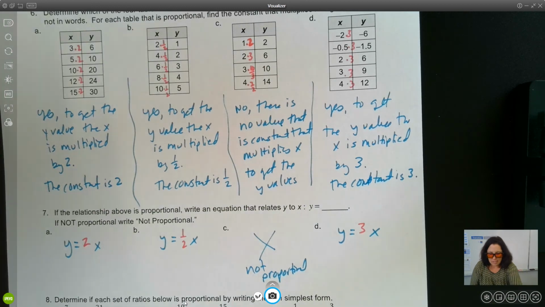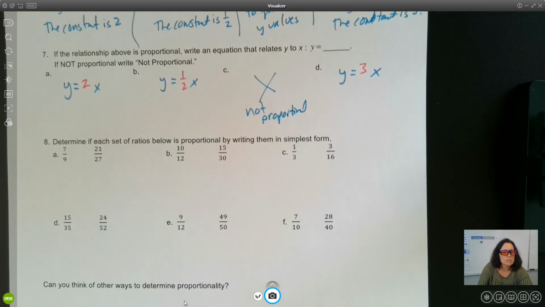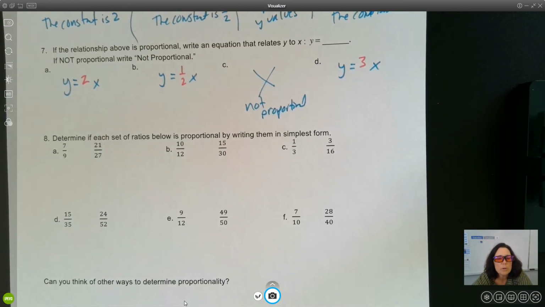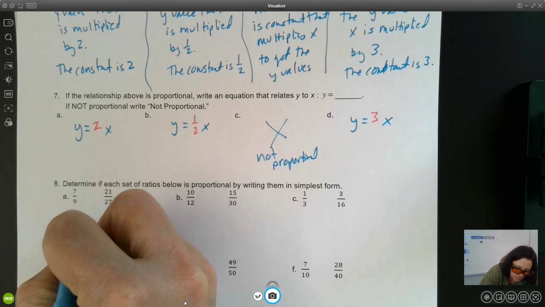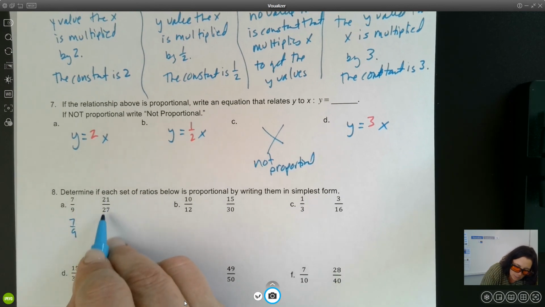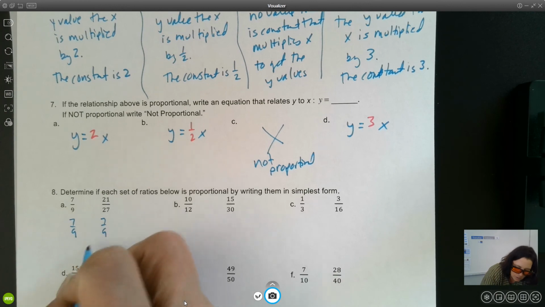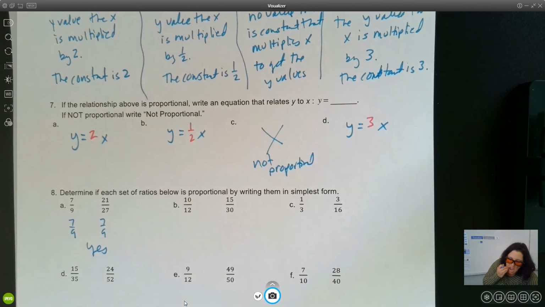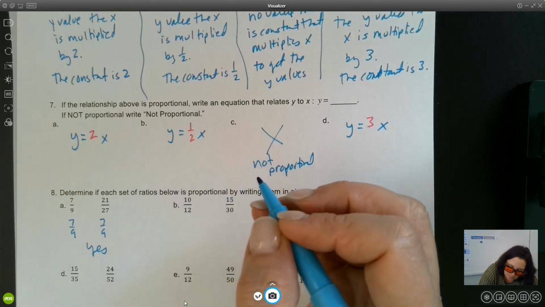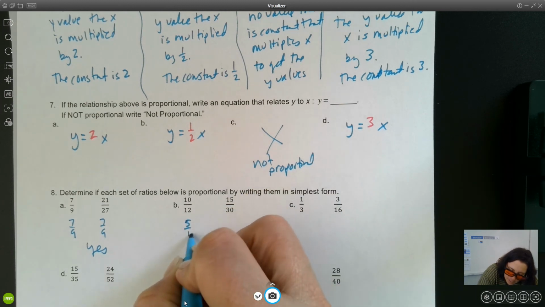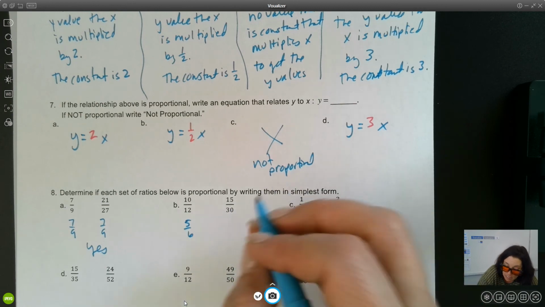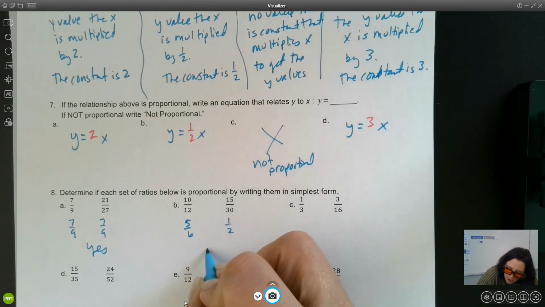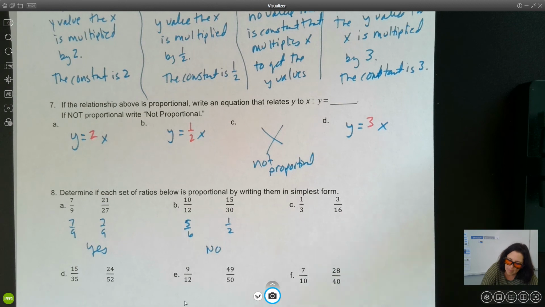All right, let's look at this last question here. It says determine if each set of ratios below is proportional by writing them in simplest form. So 7/9 is already in simplest form. 3 can go into both of these, 7/9, so yes, this is proportional. 10/12, 2 goes into that, 5/6. 15/30, 15 goes into both of those. No, these are not proportional.